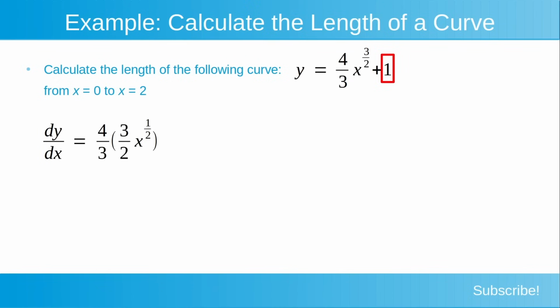Now looking at our plus 1 term, the derivative of plus 1 with respect to x is equal to 0. So we have that the derivative dy dx is equal to 4 over 3 times 3 over 2 multiplied by x to the power of 1/2. When we multiply this out, we get that the derivative dy dx is equal to 12 over 6 multiplied by x to the power of 1/2. Now that simplifies to be equal to 2 times x to the power of 1/2.